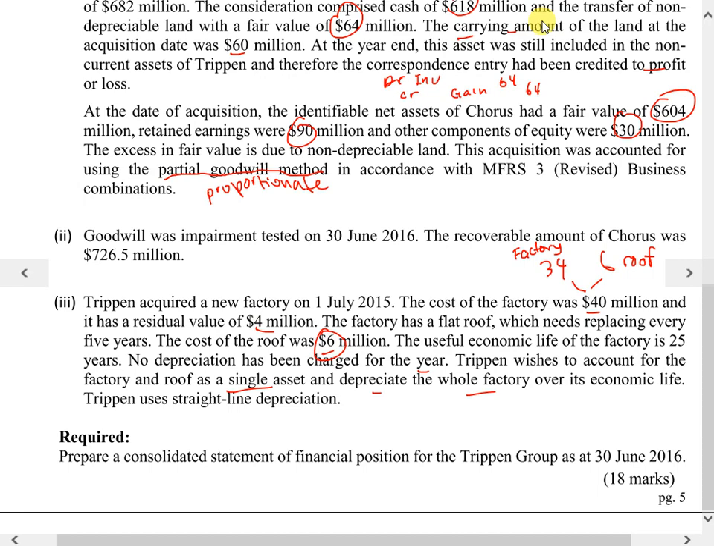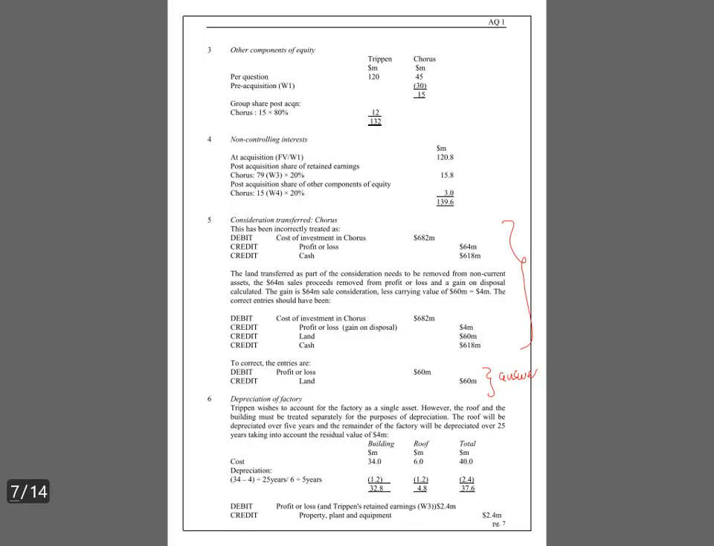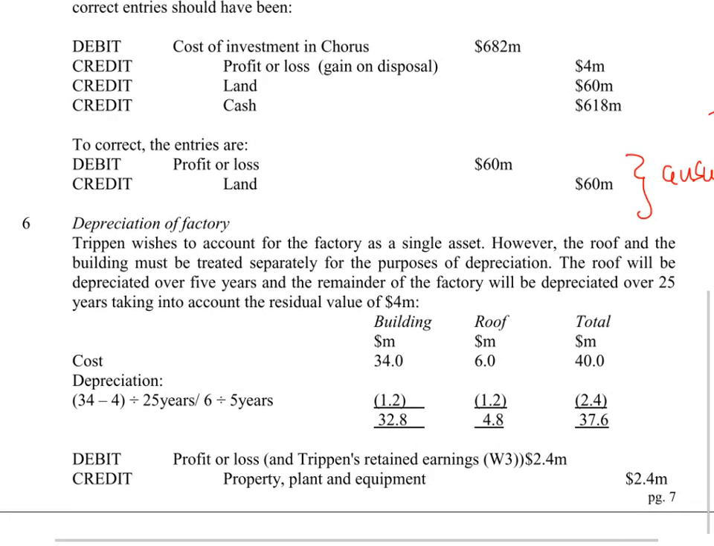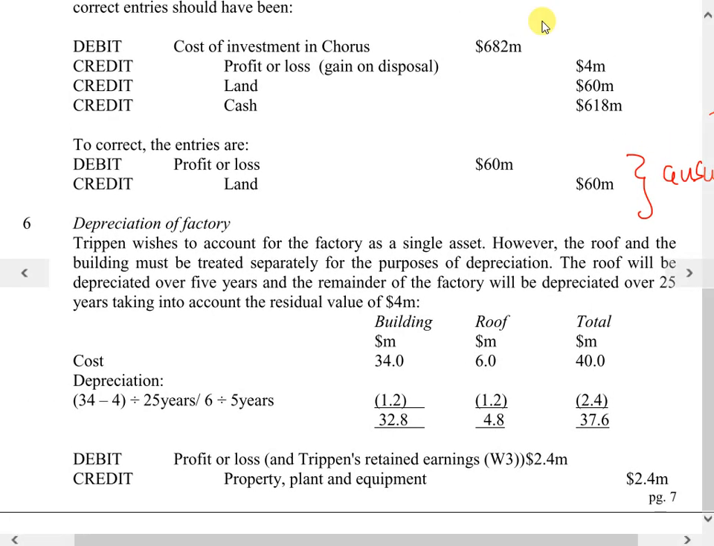So if you look at the working here, we split into 34 and 6. 34 is for the building, the roof will be 6. For the building, we depreciate 34 minus 4 residual, divided by 25. Whereas for the roof, we divide by 5. So this is my depreciation.